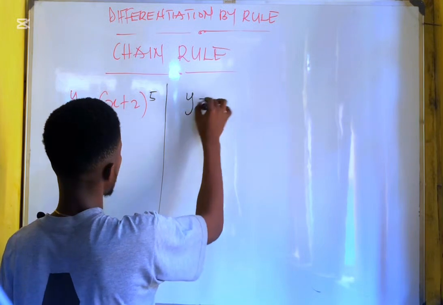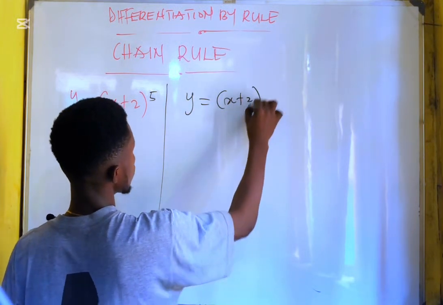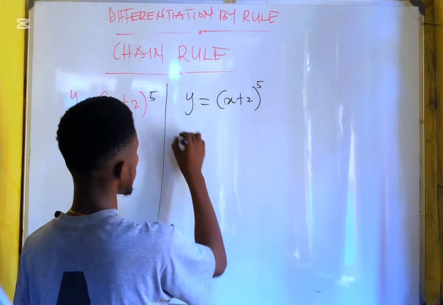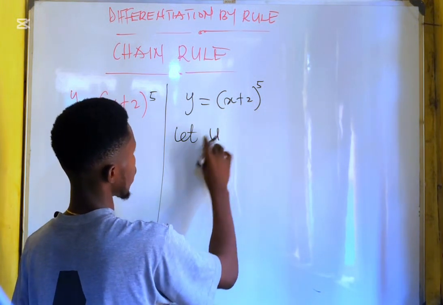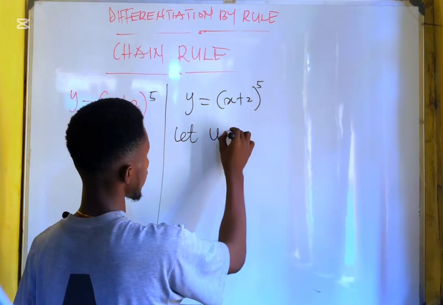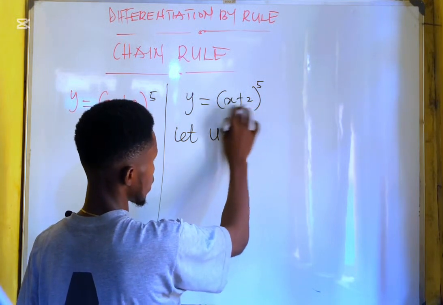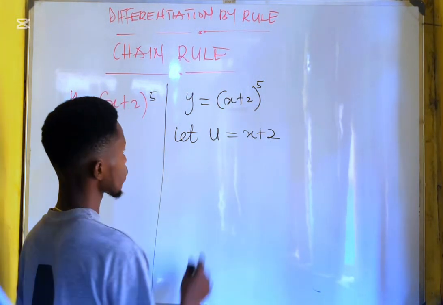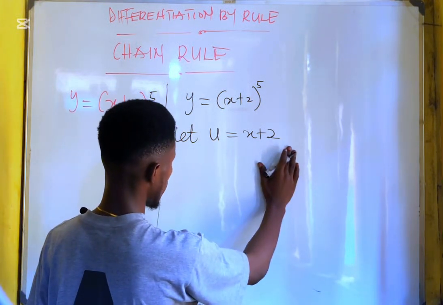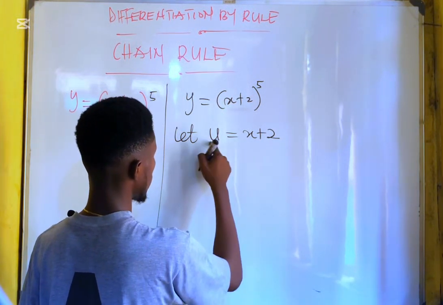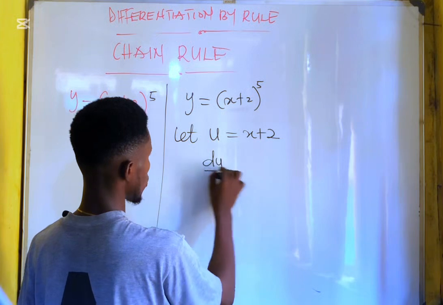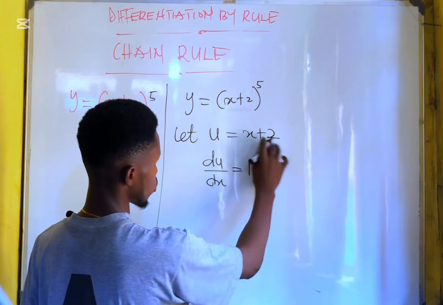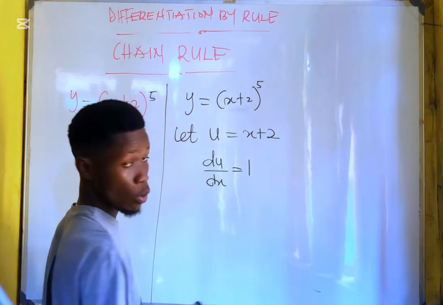So you say y equals (x plus 2) to the power 5. So you want to differentiate this. What you do is that you will let a variable, I'm using u, I will let u represent what is in this bracket, which is x plus 2. Is that okay? If that is the case, let me differentiate this u with respect to what? x. So if I differentiate this, that will give me 1. This will be 0. If I differentiate x, it is 1.